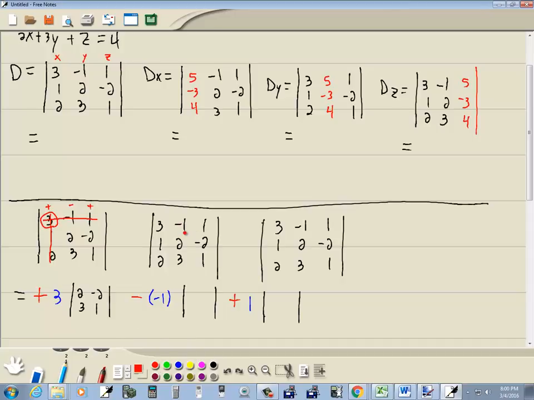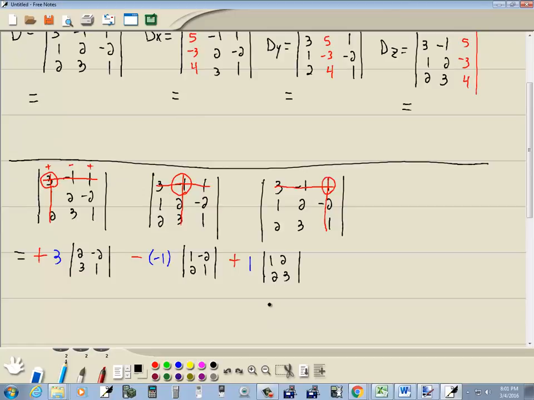Now for this one, we're working with -1. So I'll cross out the row and column it's in. What isn't crossed out is what goes here. So we've got 1, -2, 2, and 1. And this number we're working with is 1, which is our last number here. And we'll cross out the row and column it's in. And what isn't crossed out is what goes right here, which is 1, 2, 2, 3. Okay.